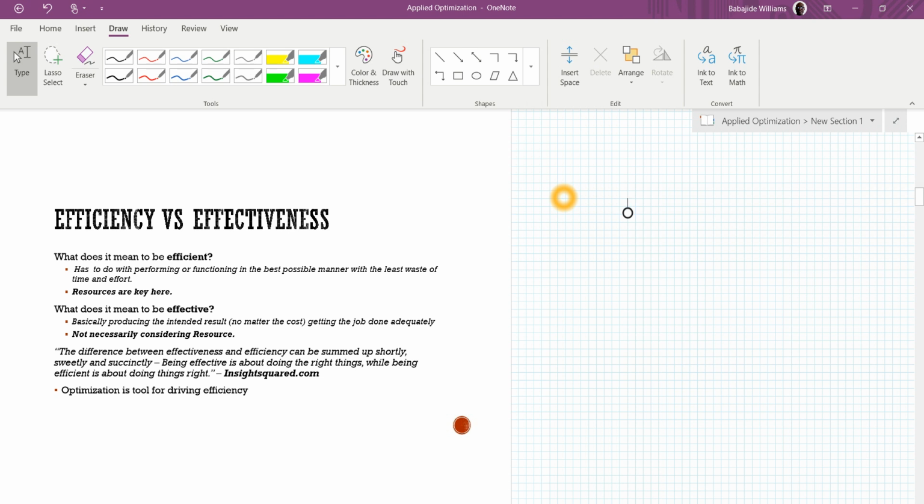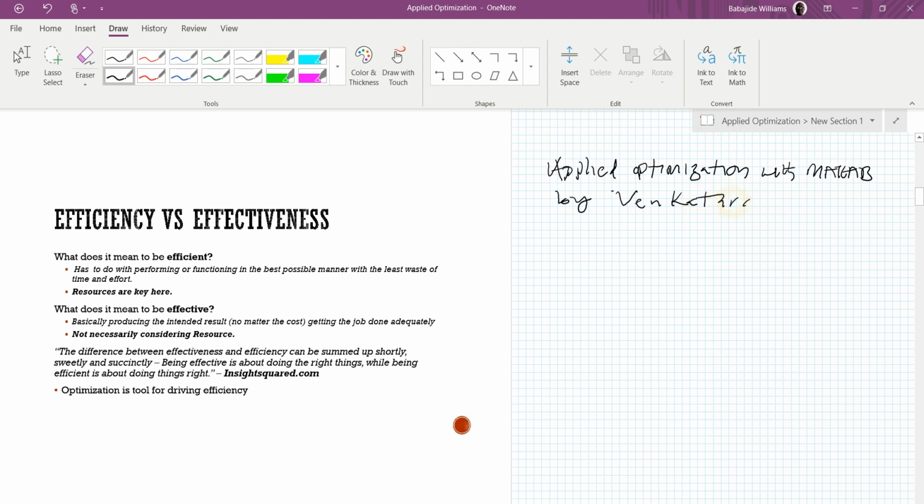Well, the text is Applied Optimization with MATLAB by Venkataraman. This is the text that we'll be using, and a lot of the questions in here will be solved here. So let's go in.